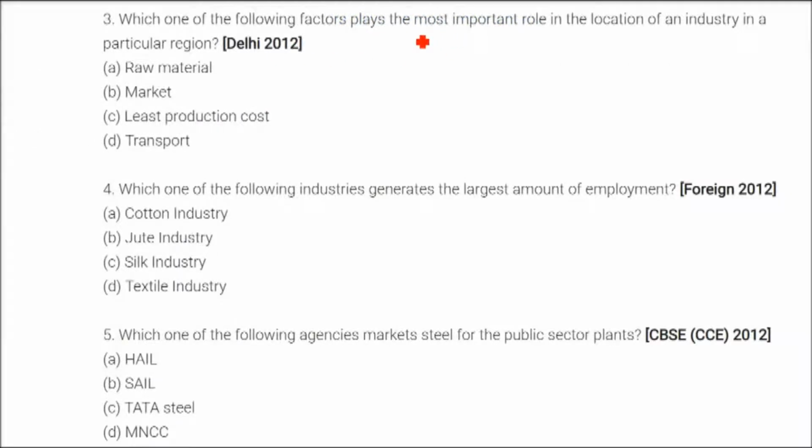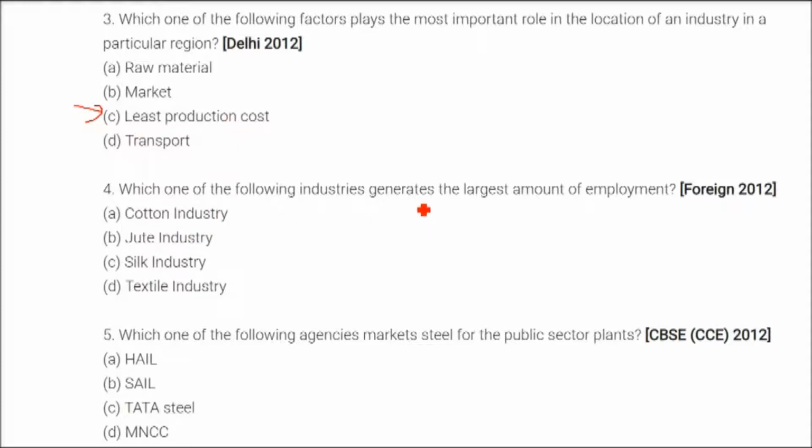Which one of the following factors plays the most important role in the location of an industry in a particular region? Which is the most important? So we can take it as least production cost. This is the main thing, because making or producing something, that means need to have profit, and that is only possible when we have least production cost.